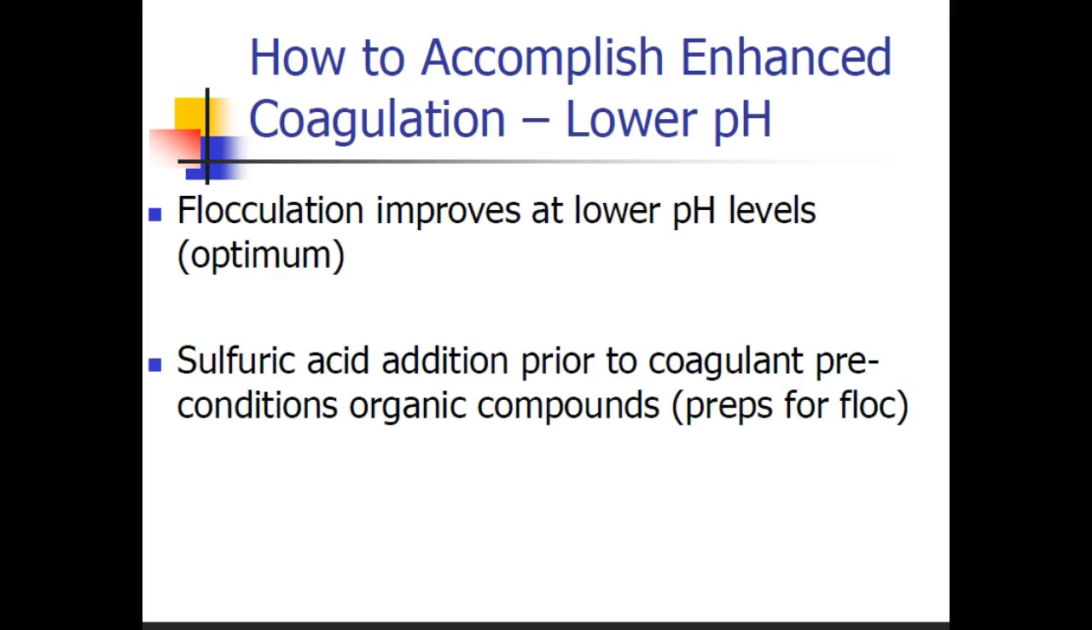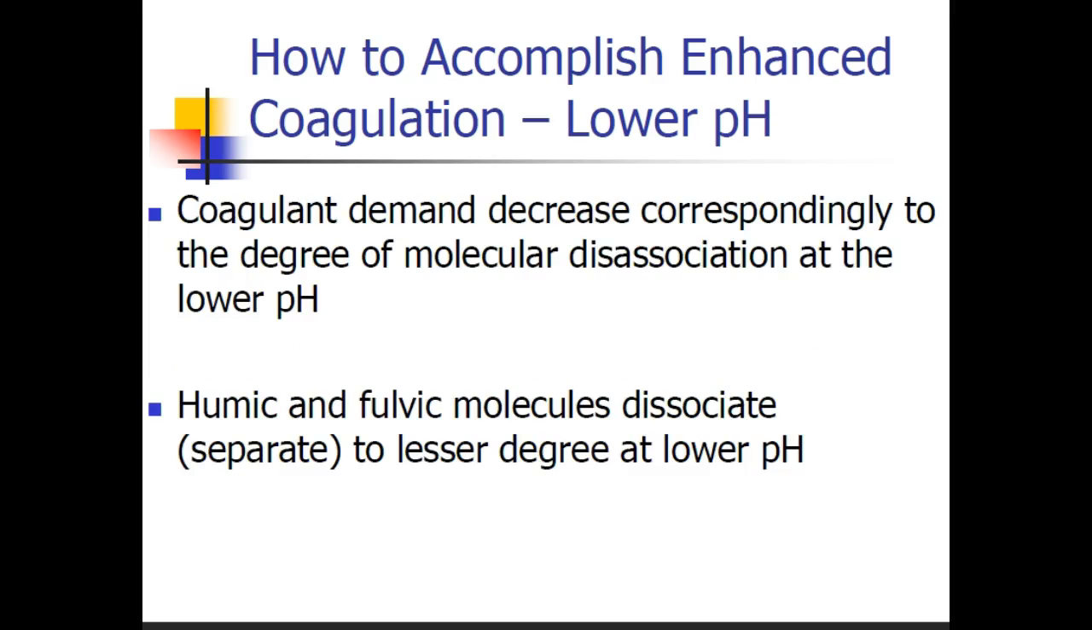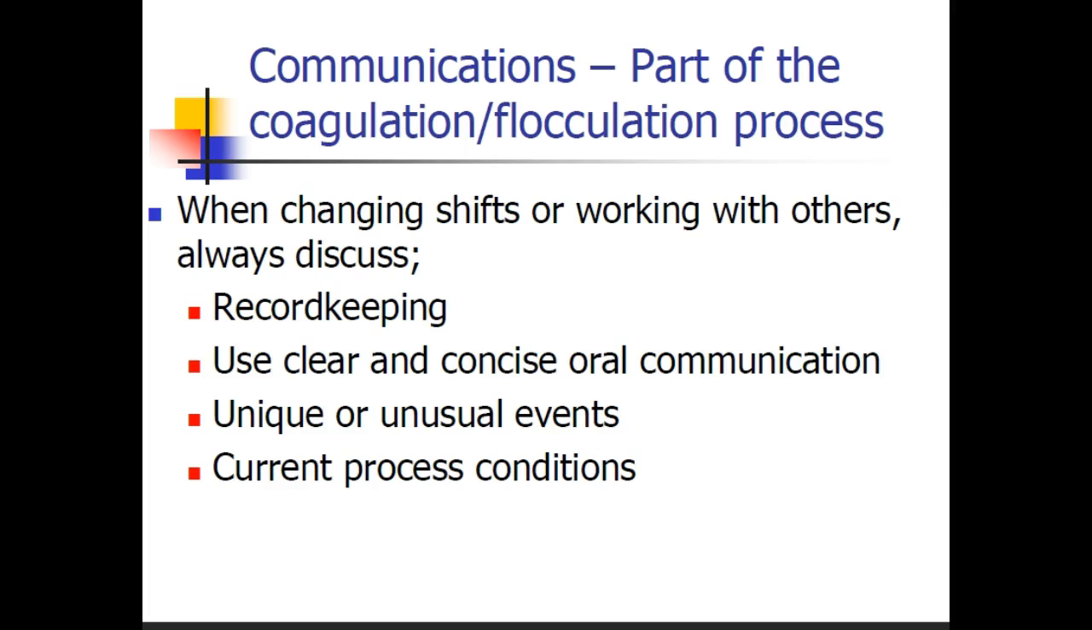So how do we enhance coagulation in lower pH? Flocculation improves at lower pH levels, which is optimum. Sulfuric acid addition prior to the coagulant preconditions the organic compounds; it preps for the floc. How to lower the pH? Coagulant demand decreases correspondingly to the degree of molecular dissociation at the lower pH. Humic and fulvic molecules dissociate or separate to a lesser degree at lower pHs.